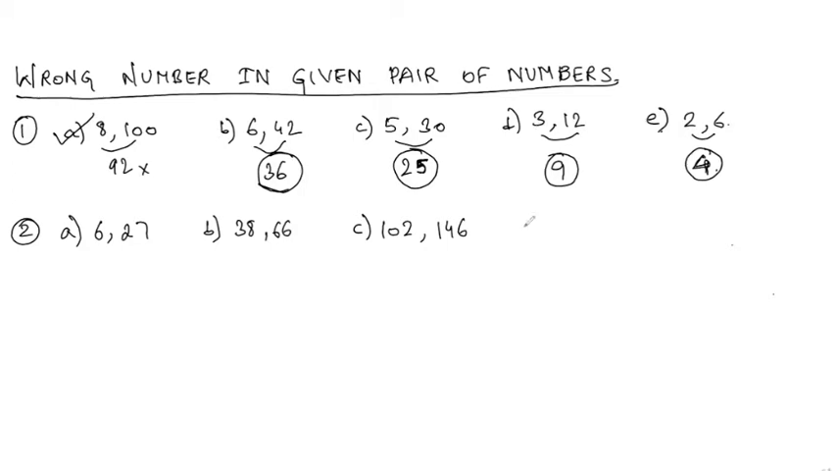Okay. Option D: 83, 54. Option E: 123, 171. So this is the second question. These are the pairs of numbers.